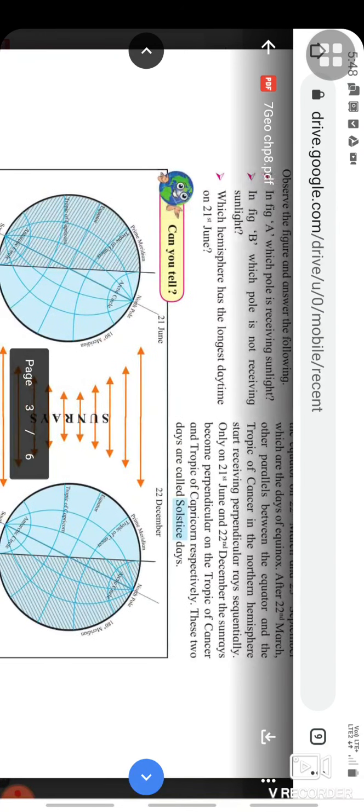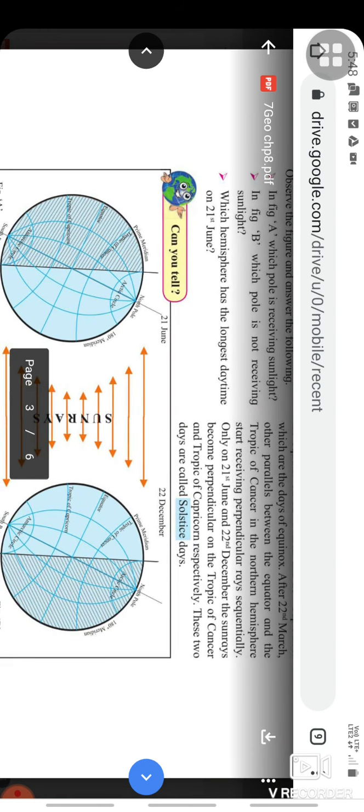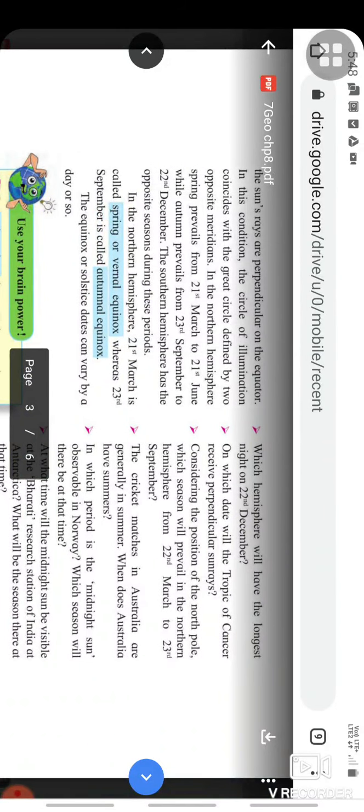So the questions are: in figure A, which pole is receiving sunlight? In figure B, which pole is not receiving sunlight? Which hemisphere has the longest daytime? Which hemisphere will have the longest night on the 22nd December? On which date will the Tropic of Cancer receive perpendicular sun rays? Considering the position of the North Pole, which seasons will prevail in the northern hemisphere from 22nd March to 23rd September? The cricket matches in Australia are generally in summer. When does Australia have summers?